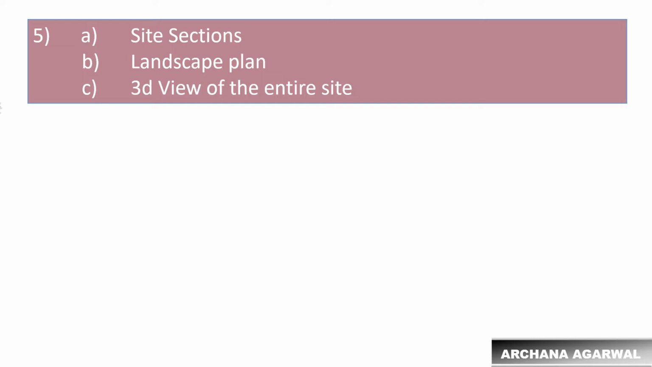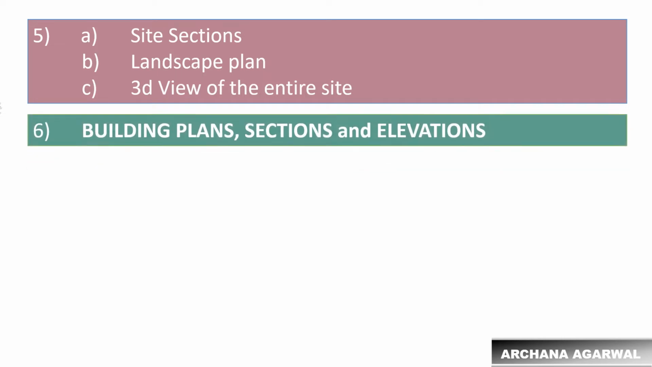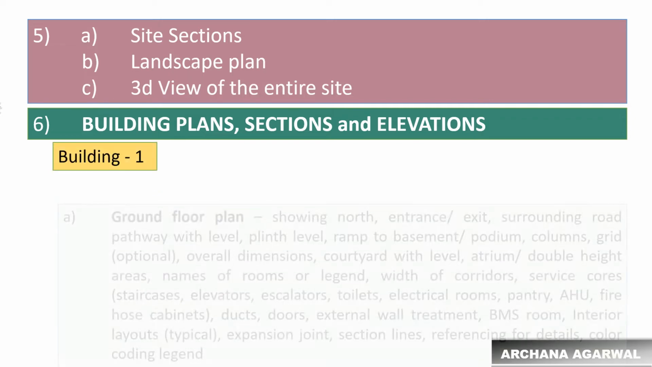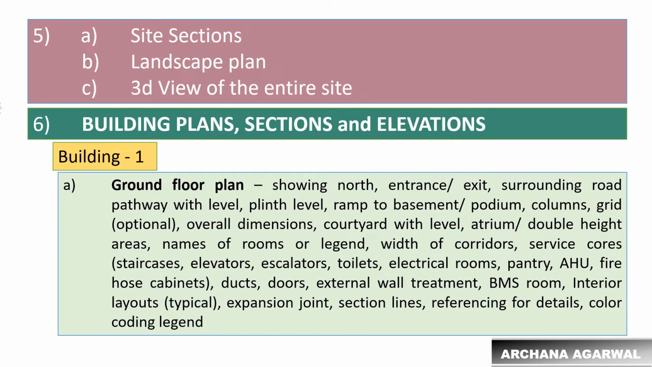You may show the 3D view of the site after explaining the site plan so that all the elements that you have explained on the site can be viewed in the third dimension. And then comes the next most important part of your design proposal, and that is building plans, sections, and elevations. If you have more than one structure on your site, then you would be giving these details building wise. So for the first building, the first drawing would be the ground floor plan. The contents of the ground floor plan are given on the screen, and these are self-explanatory.